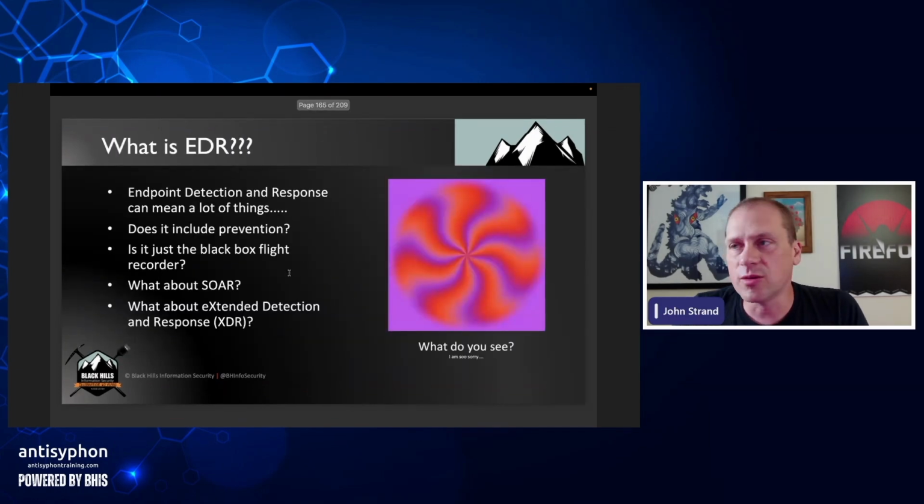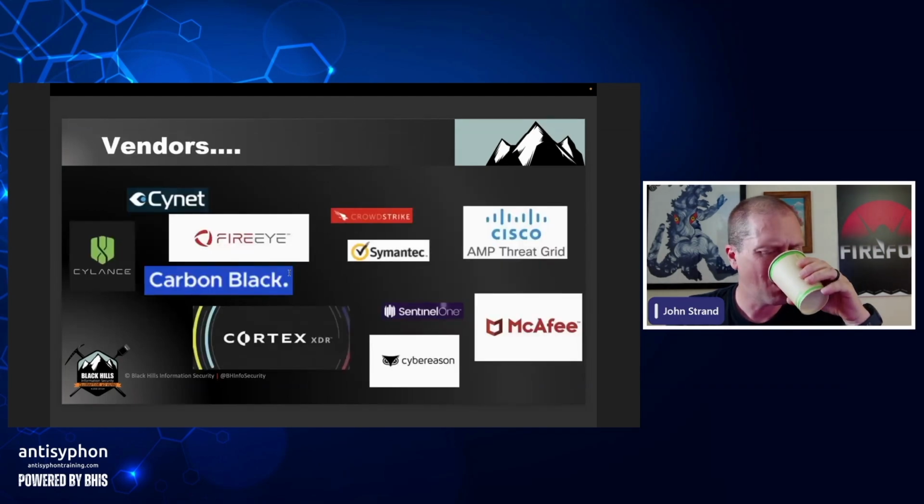So let's talk a little bit about EDR and then get into another lab, because yet again, lots of labs. All right. So endpoint detection and response can mean a lot of things to a lot of different people, right? Does it include prevention, black box flight recorder? What do we have as far as SOAR, security orchestration and automation and response? What about XDR? Is that all marketing propaganda? Yeah, pretty much it is. All right. So let's keep going.